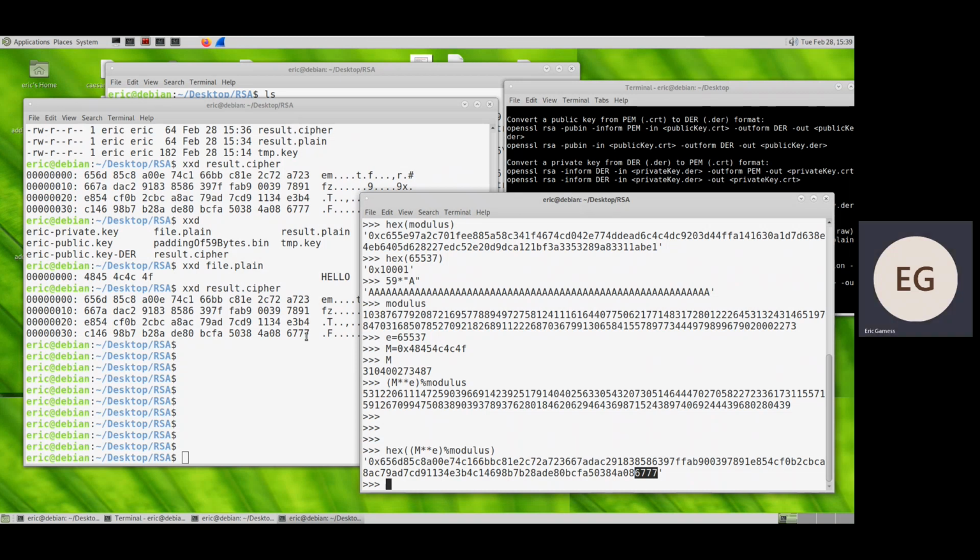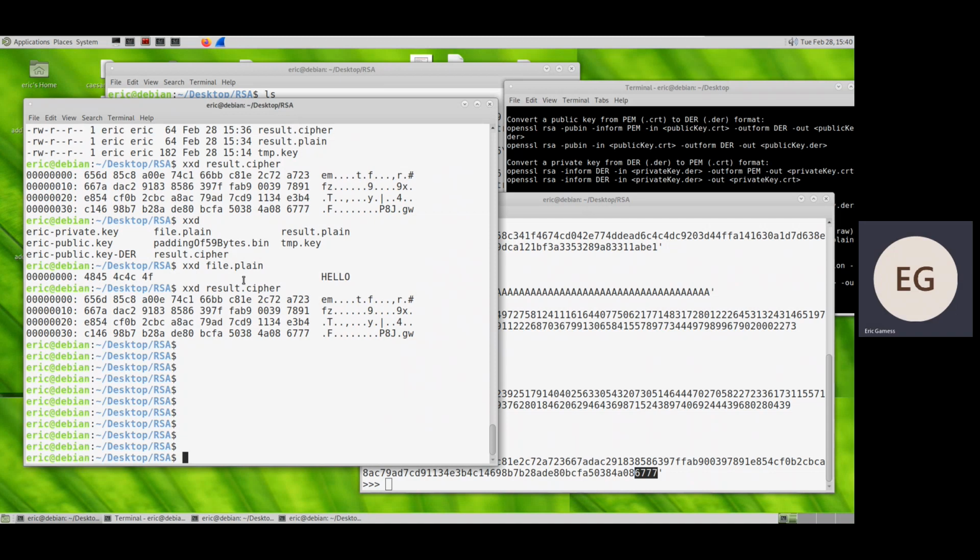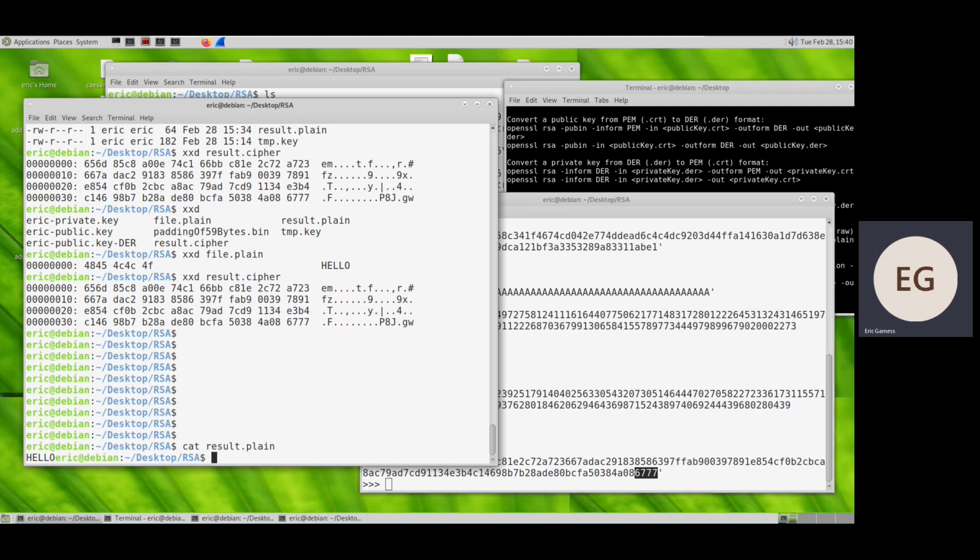So you see, we use a tool that does a lot of work for us in the background, but we know what the tool is doing because we know all the theory behind it. Using a basic tool like Python, we were able to see that the plain text hello is encrypted to this hexadecimal string, which is the one we have in the ciphertext. Now I'm going to remove the file result.plain, which has the hello. Before I remove it, let me show you. It just has the hello inside.